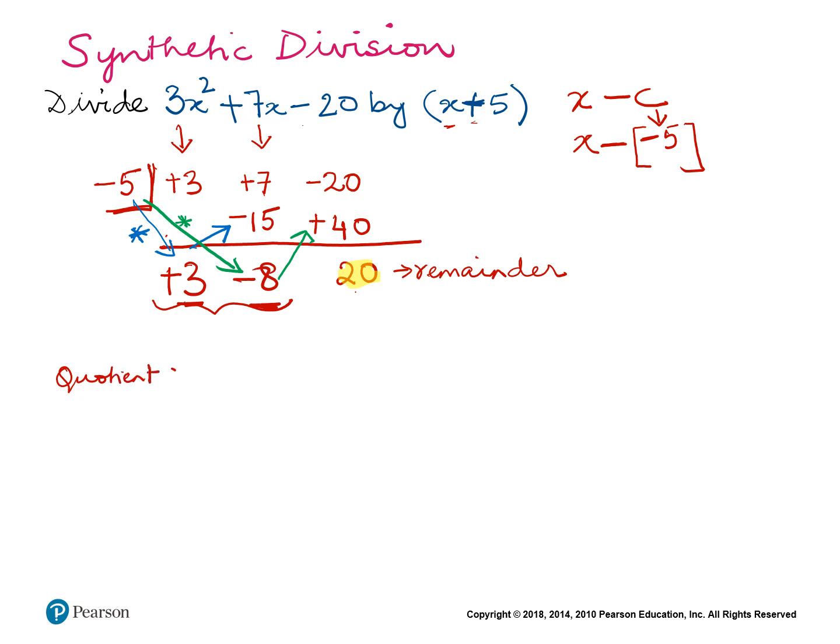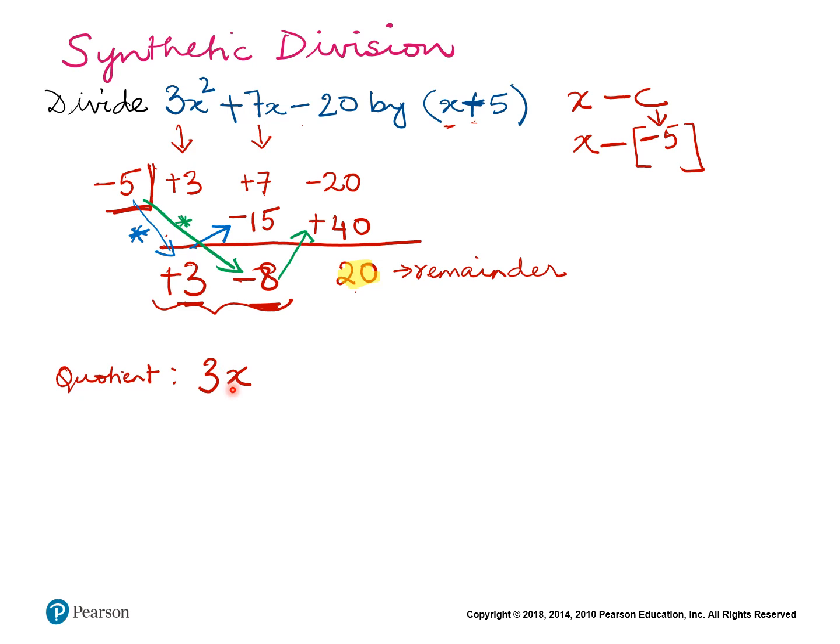So 3 is going to be the first term. We need an x, but what should we put for the exponent? The exponent of x will be 1 less than what was in the first term of the original dividend. 1 less. So the first term in our original dividend was 2, correct? So in the quotient, it's going to be 1 less, so this is going to be x to the 1.